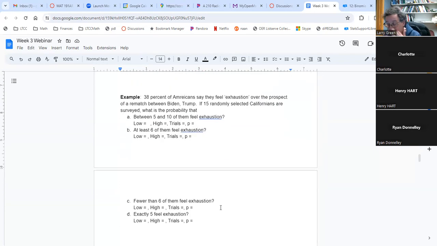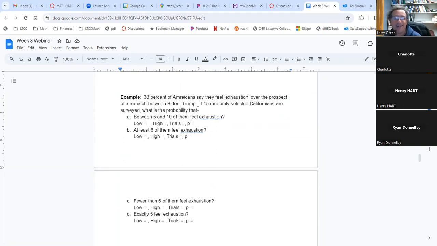Okay, let's do another example. This is maybe depressing. Sorry if it's a depressing day, but 38% of Americans say they feel exhaustion over the prospect of a rematch between Biden and Trump. And again, I'm trying to use the news, what's going on recently. Today was the big election. And unfortunately, it's a pretty high percent. Don't even like either of them, basically.